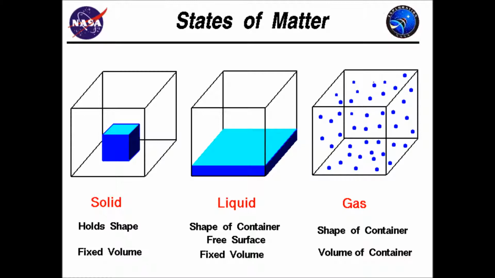A solid holds its shape and has a fixed volume with molecules that are very close together. A liquid takes the shape of its container and also has a fixed volume. These molecules are spread apart more than a solid and slip over one another. A gas also takes the shape of its container, but unlike a solid or a liquid, also takes the volume of it. The molecules of a gas are very far apart and bounce off of one another.